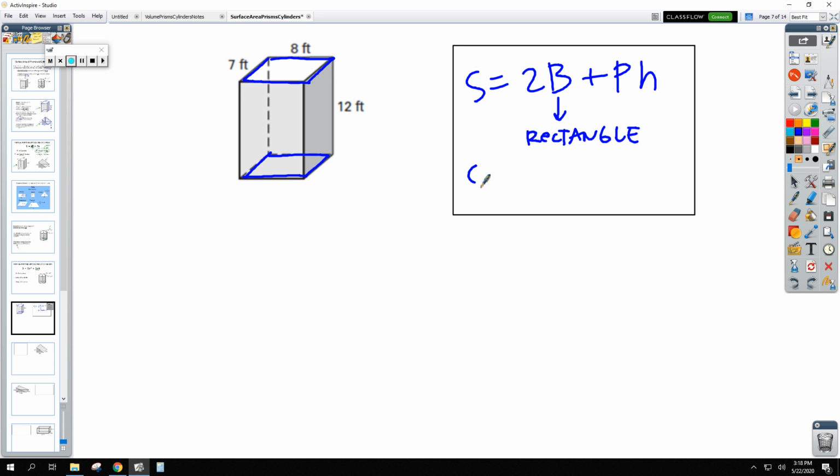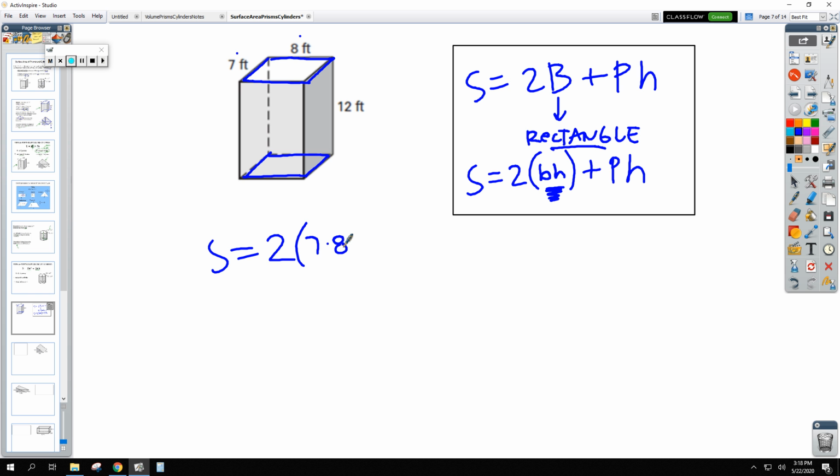So what this is going to look like is surface area of this rectangular prism will be 2 times the base times the height of our rectangular base plus the perimeter of that rectangular base times the height of the prism. Let's go ahead and substitute all those pieces here. Surface area is 2 times base and height of our rectangular base, which is 7 and 8. 7 times 8.